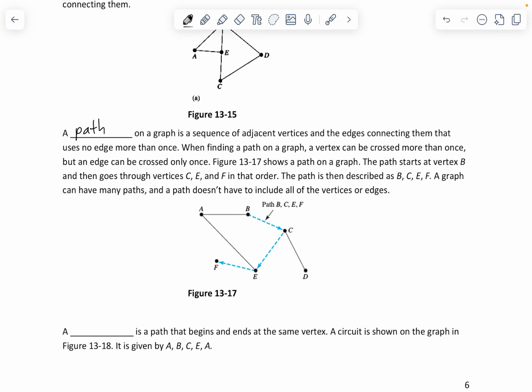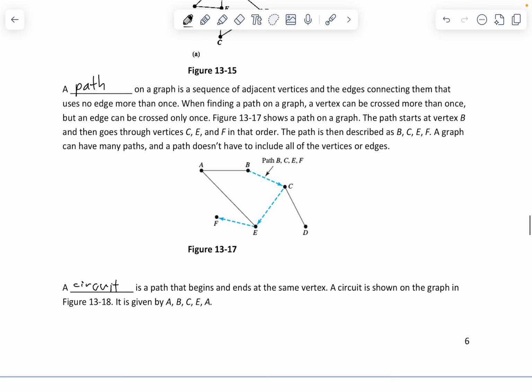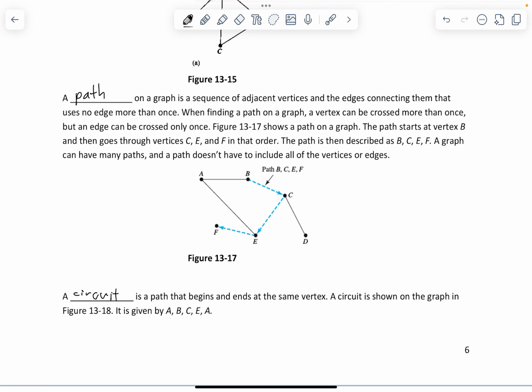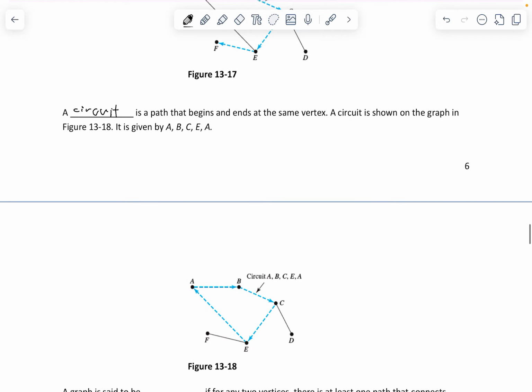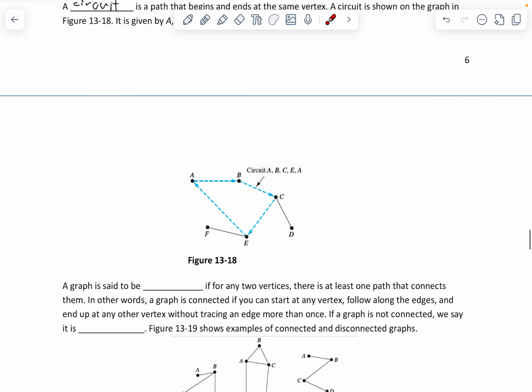A circuit is a path that begins and ends at the same vertex. A circuit is shown on the next graph in figure 13.18. It is given by starting at vertex A, B, C, E, and A, right? Begins and ends at vertex A.